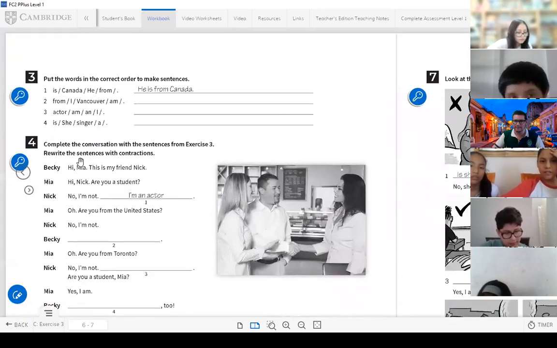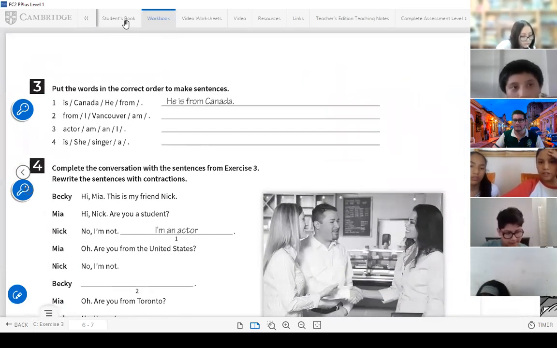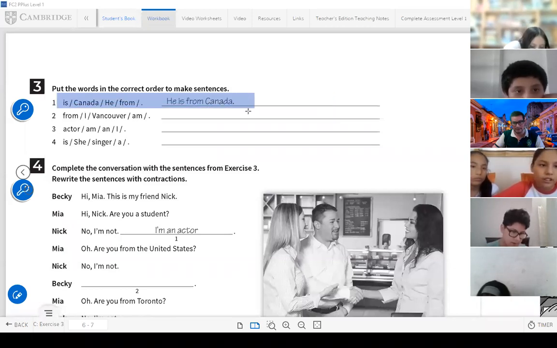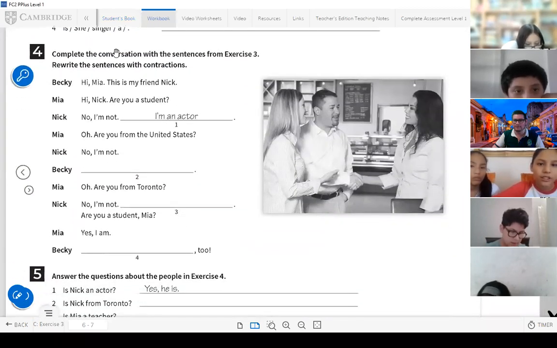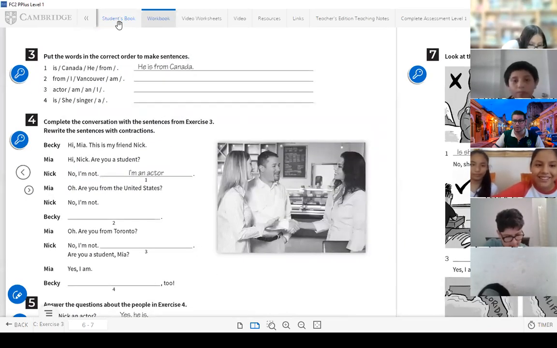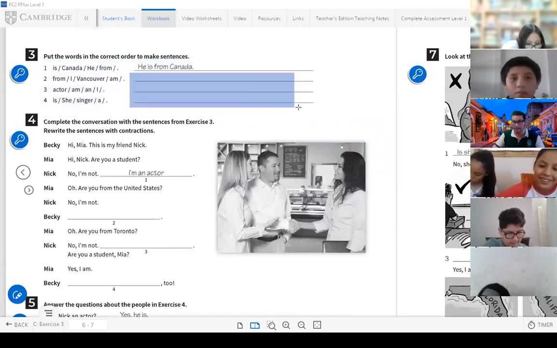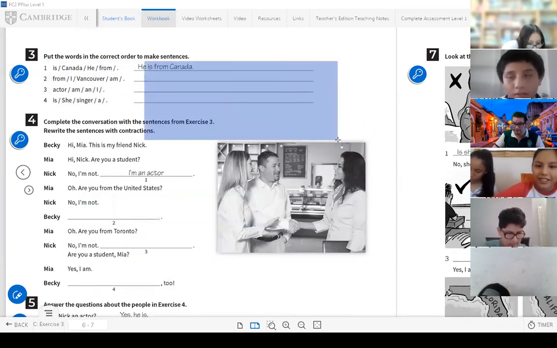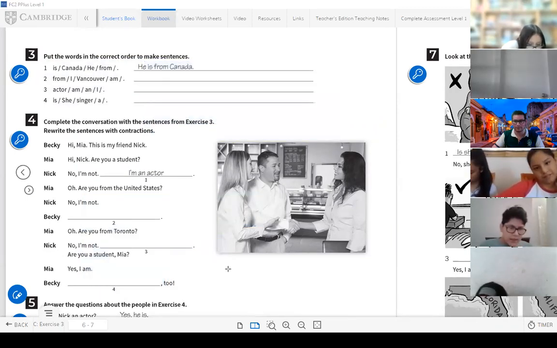Pues simplemente te dice, put the words in the correct order. Vas a ordenar las palabras para formar oraciones, ¿no? For example, aquí, is Canada, he from, he's from Canada, ¿ya? Y de igual manera ordenamos los demás. Luego, ¿qué más te pide aquí? Complete the conversation. Vas a completar esta conversación, ¿no? Y dice, write the sentences from exercise 3, o sea, las oraciones o preguntas que pudiste completar o elaborar aquí, las vas a utilizar, ¿ya? Con las oraciones del number 3 vas a completar el number 4, ¿ya?